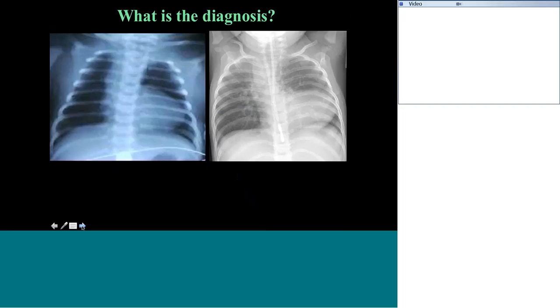Now you are seeing two X-rays on your screen, one to the left and one to the right. Can you make out what is the diagnosis and what is the difference? Can you tell me the diagnosis? Hello, can you tell?